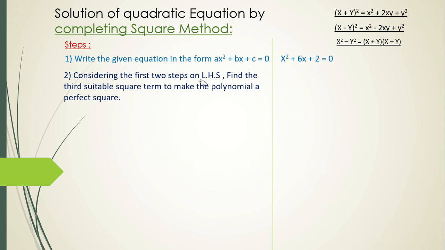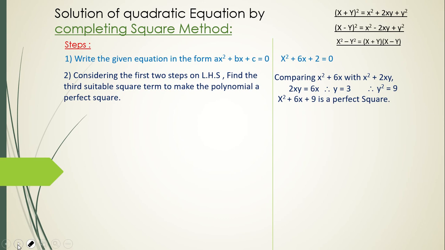Considering the first two terms on LHS, find the third suitable square term to make the polynomial a perfect square. So comparing x square plus 6x, these two terms, with x square plus 2xy of the formula, we get 2xy is equal to 6x, and therefore y is equal to 3, and therefore y square is equal to 9. Okay. Now x square plus 6x plus 9 is a perfect square. Add the square term and subtract the same.